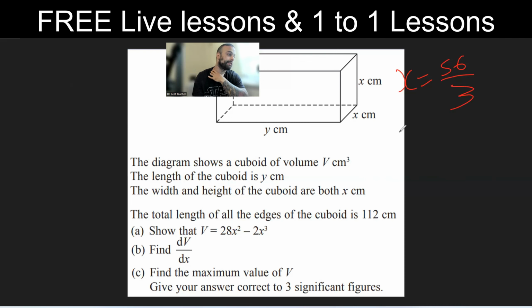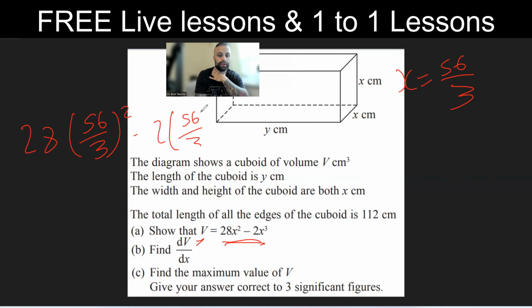Now what we need to do is figure out what our volume is. So we've got this equation over there. The volume is equal to all of this: 28 times by 56 over 3 squared minus 2 times by 56 over 3 cubed. Now, if you put that in, you should get the answer 830. And that's my maximum value.